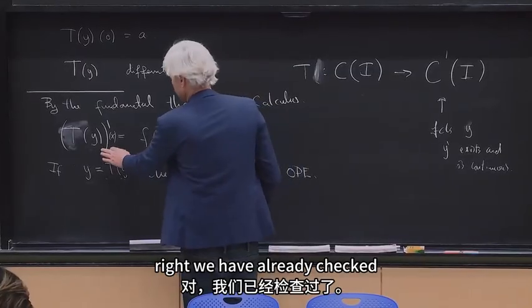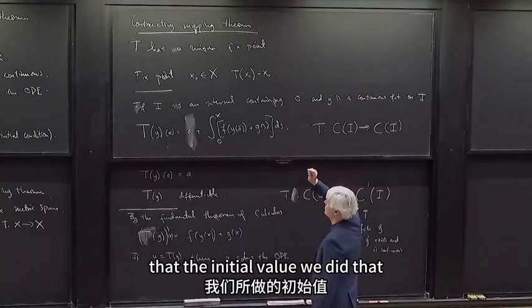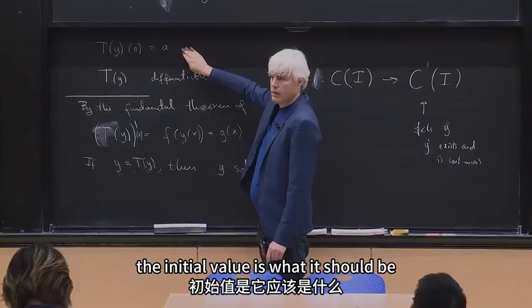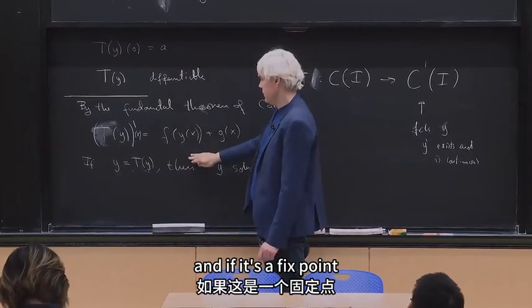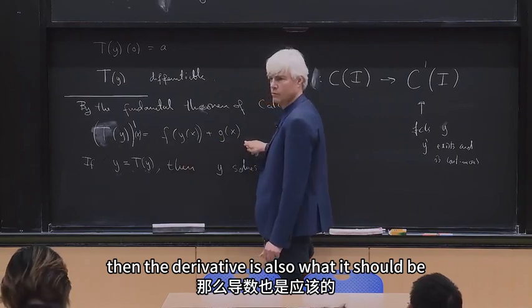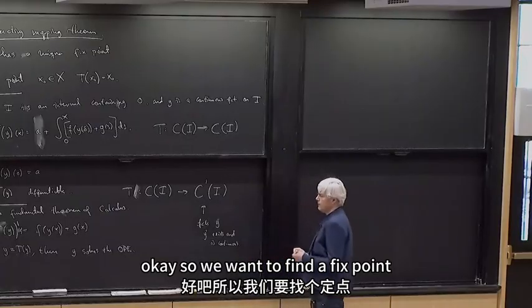Right, we have already checked that the initial value, we did that somewhere here. We already checked that the initial value is what it should be. And if it's a fixed point, then the derivative is also what it should be. Right? Okay, so we want to find a fixed point.